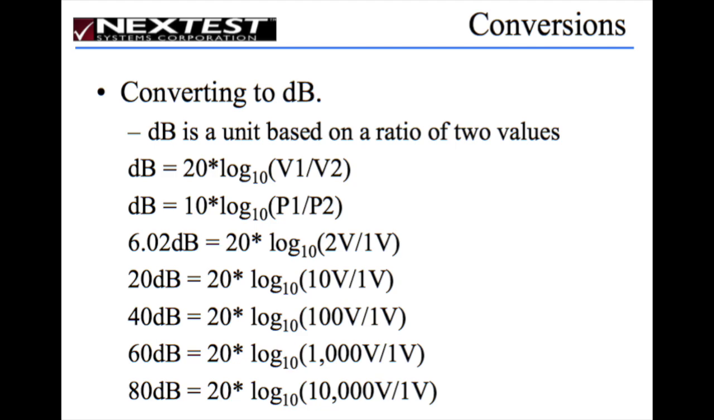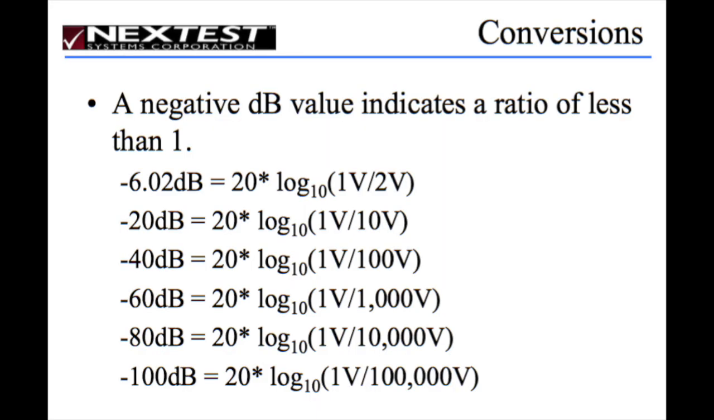40 dB is 20 times log base 10 of 100 divided by 1 volt. 60 dB is 20 times log base 10 of 1,000 over 1 volt. And 80 dB is 20 times log base 10 of 10,000 over 1 volt. So those are kind of easy to remember. A negative dB value indicates a ratio of less than 1. So minus 6.02 dB is equal to 20 times the log base 10 of 1 volt over 2 volts. Minus 20 dB is 20 times log base 10 of 1 over 10 volts, and so on.